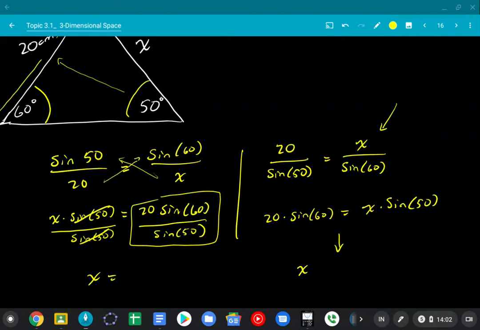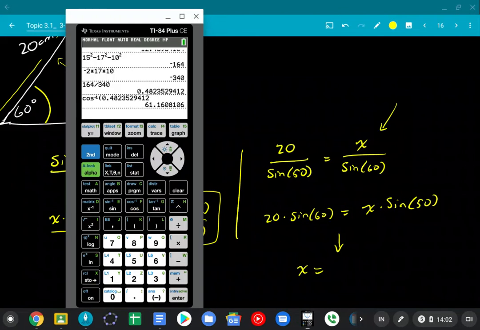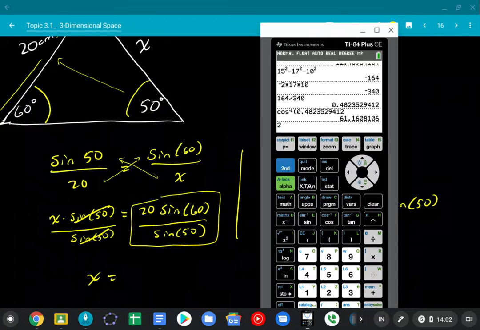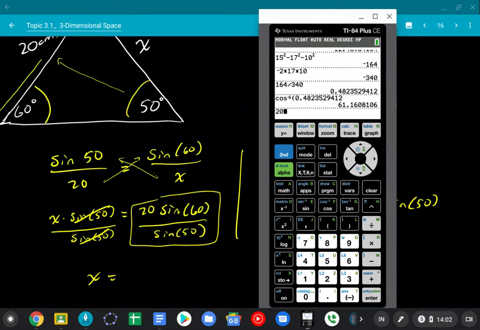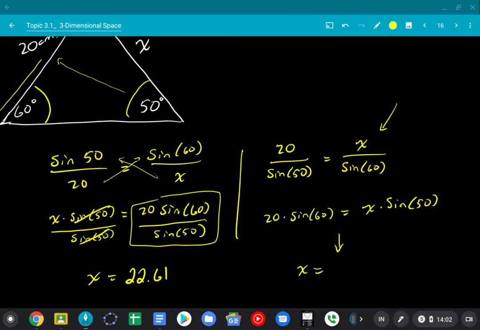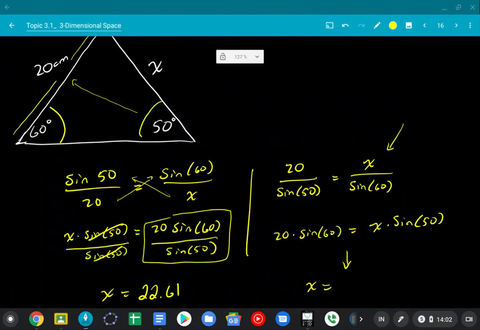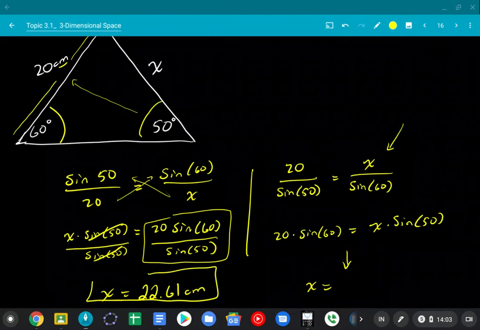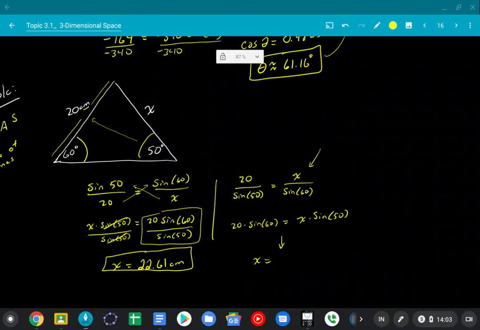And same thing down here, right? So I am just going to type in 20 times the sine of 60 divided by the sine of 50. And I get 22.61. And that's it. And since this is in centimeters, I get 22.61 centimeters. Done and done.